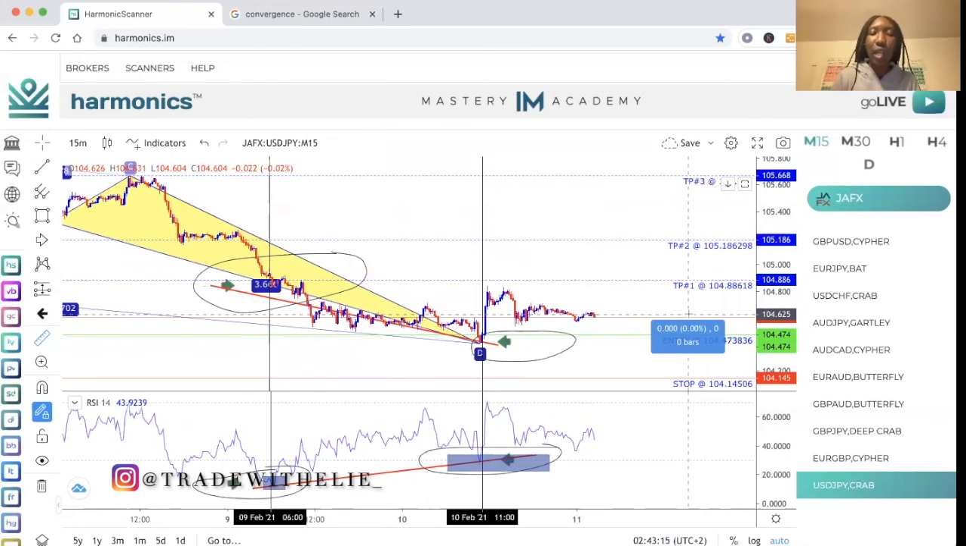So I hope this helped you understand a little bit of how divergence and convergence works. And using it in the harmonic scanner can be truly helpful and beneficial for you to find better entries and to be able to make sure that you're entering trades when they're actually ready to take off.